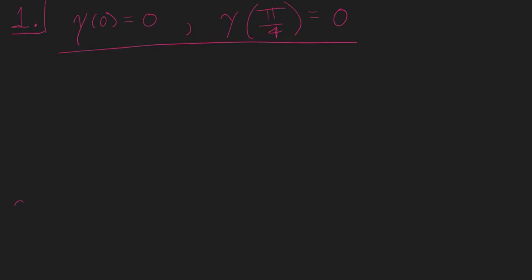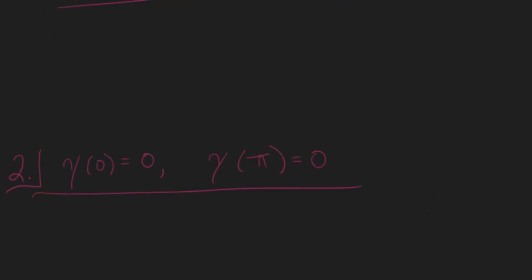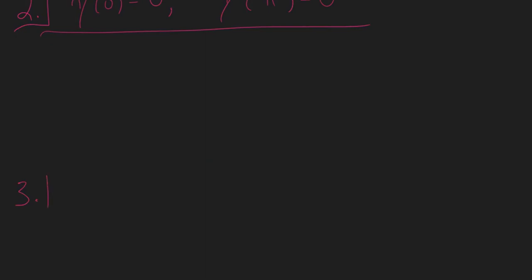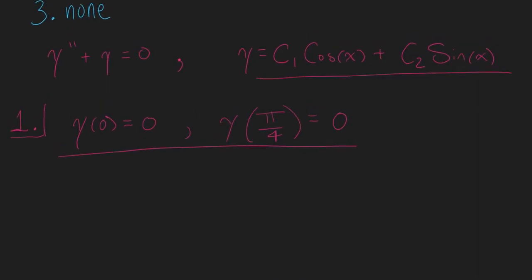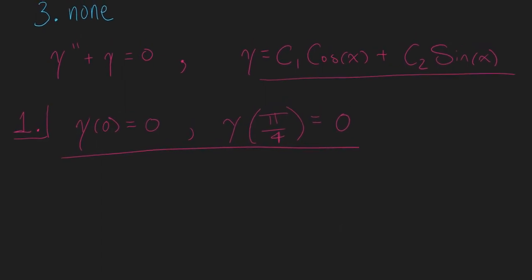In the second example, we will have y of 0 is equal to 0, and y of pi is equal to 0. So now our boundary will be from 0 to pi. And in the third example, we will have y of 0 is equal to 0, and y of pi is equal to 10. Let's try to solve each one of these. We already have the solution to the equation. We just need to specify what the constants need to be in order to satisfy the boundaries.